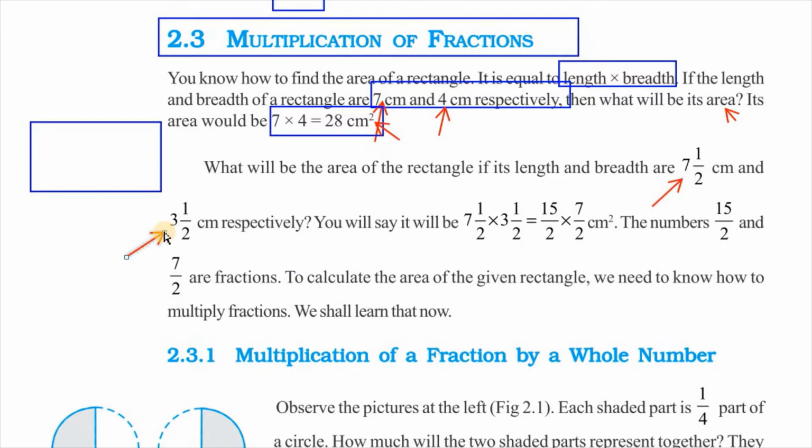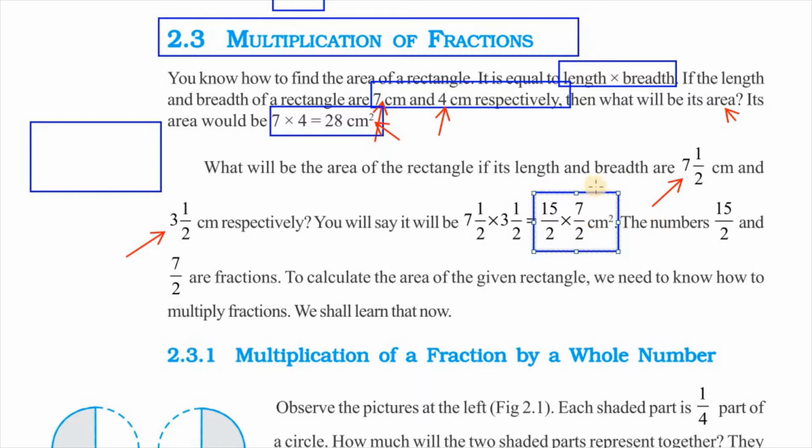So we have to do the same procedure as before, except that we need to convert these into improper fractions and then multiply them. So the area is going to be 15 by 2 into 7 by 2 centimeters square. 15 by 2 is the improper fraction version of 7.5, whereas 7 by 2 is 3.5 converted into an improper fraction.